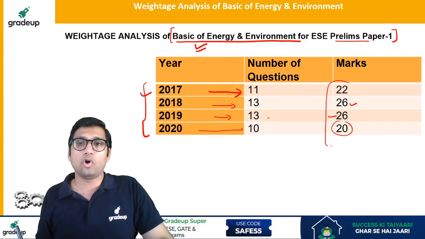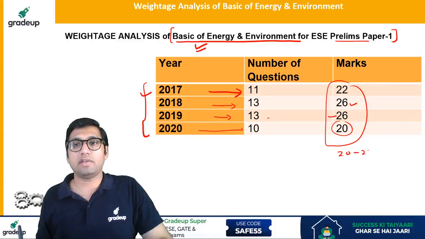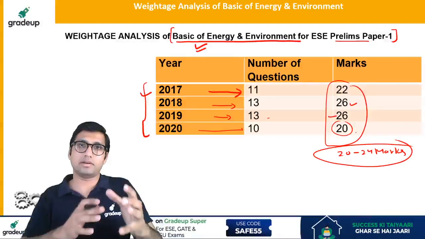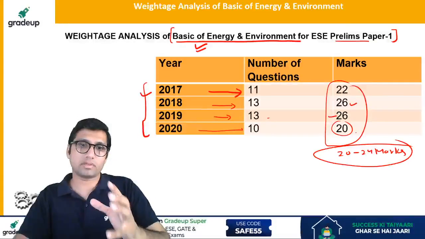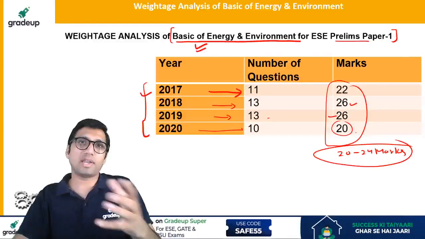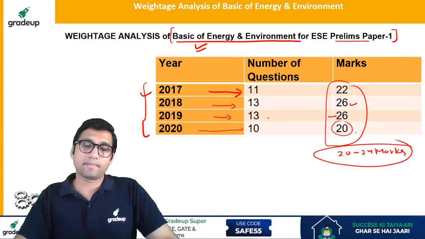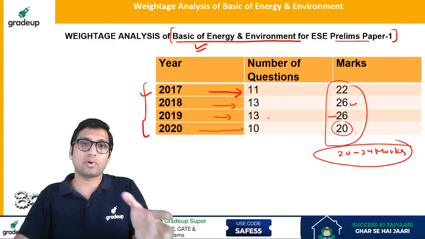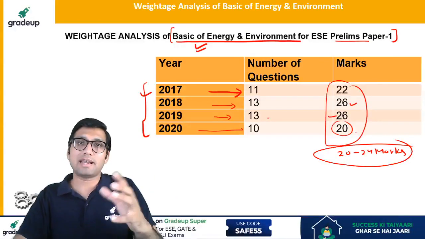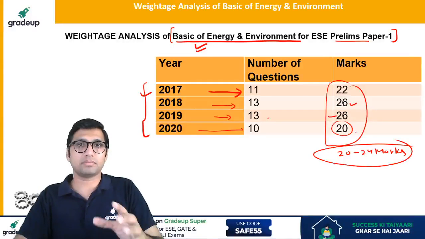So overall we can say the weightage will be approximately 20 to 24 marks. This will be the weightage distribution or average marks on this subject, that is 20 to 24. That will be the range of the marks from this particular subject. Okay, so we are expecting that this time in 2021 there will be at least 10 to 12 questions from this particular subject.